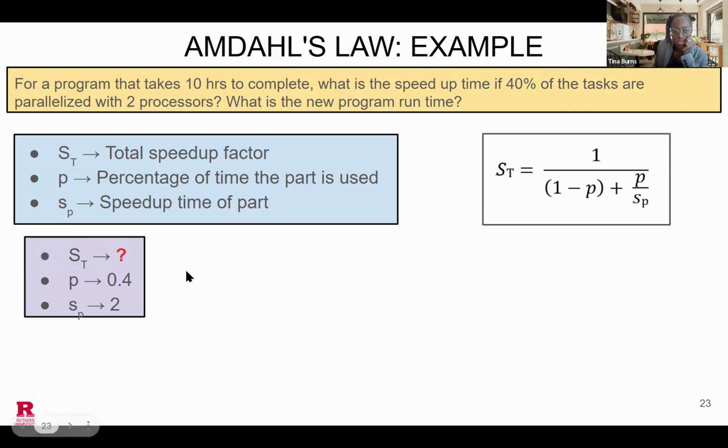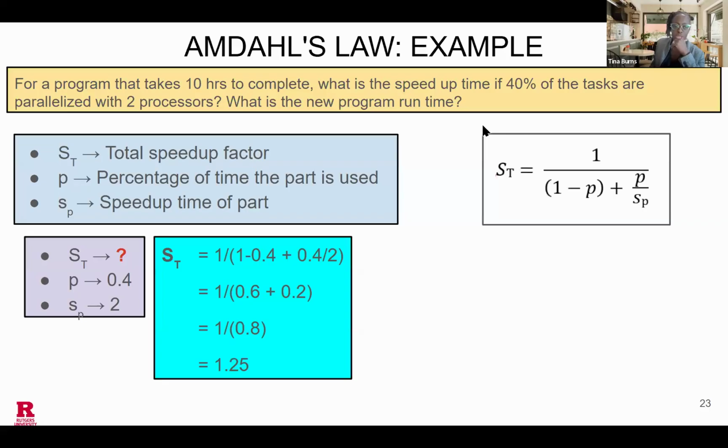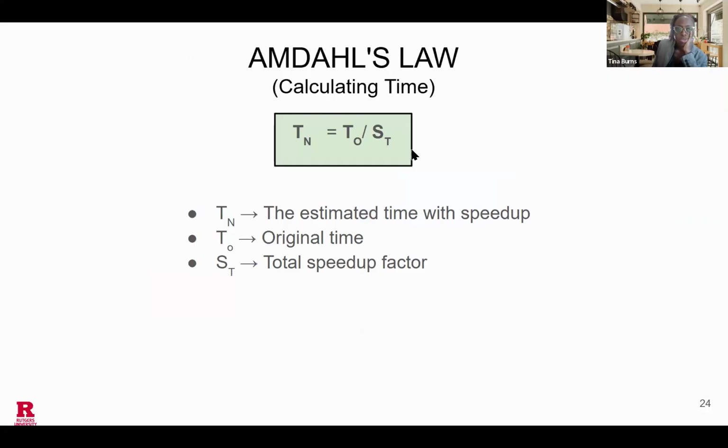The first thing I need to do is determine the speedup factor. If I determine the speedup factor, then I can calculate the time. So again, we can plug this relatively simply into our equation, and we'll get a speedup factor of 1.25. Now, next thing is, okay, from this, how do I get the time? If I know my original time, I can take my original time, divide that by my speedup factor, and boom, I got whatever my new time is. That's super simple. You can do that algebraically.